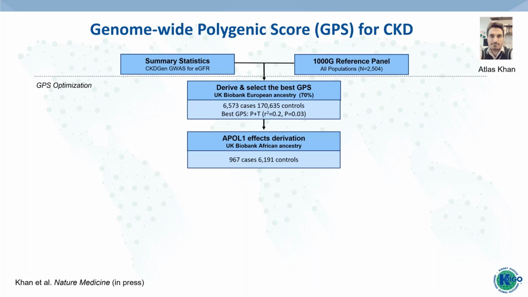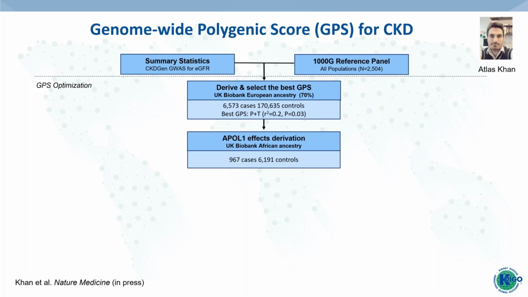So Atlas has modeled the polygenic risk score for CKD using GWAS for estimated glomerular filtration rate. This is Dr. Wuttke's study of over 1 million individuals. And he has modeled the risk using UK Biobank as an optimization data set to derive multiple different scores using different methods. He selected the best score based on that data set.